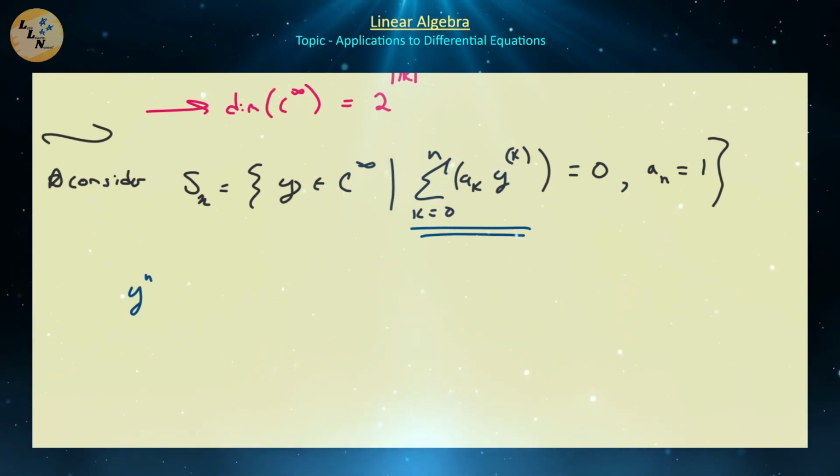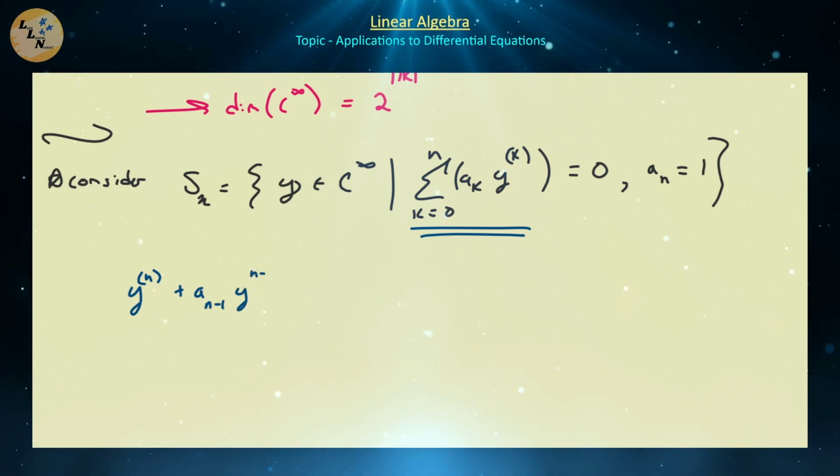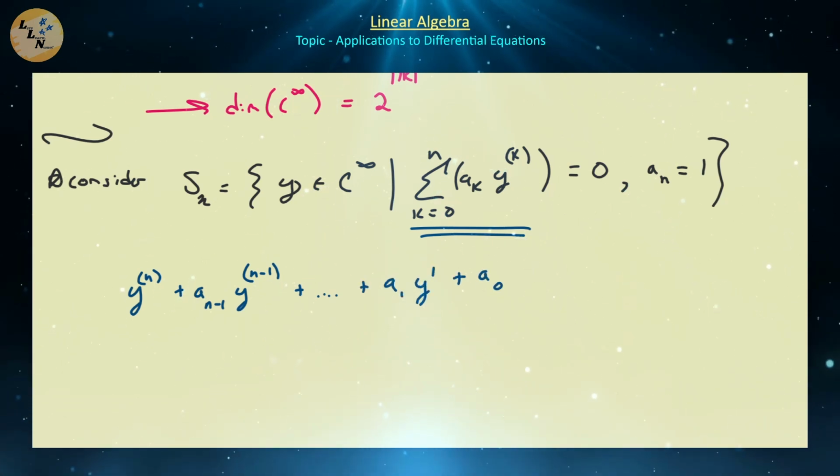So we're going to have the nth derivative of y plus some constant a_{n-1} times the (n-1)th derivative of y plus, and that's going to go all the way down to, for example, a_1 times the first derivative of y plus a_0 times the 0th derivative of y, which is just equal to the original function, and that's going to be equal to 0.